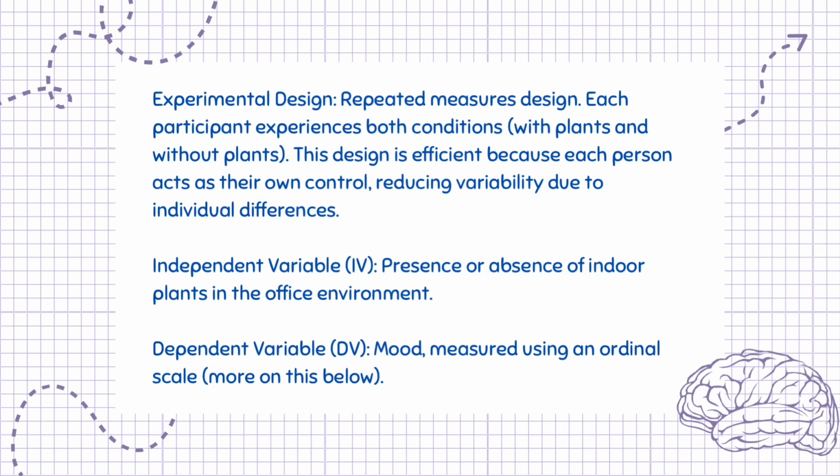Experimental design: repeated measures design. Each participant experiences both conditions, with plants and without plants. This design is efficient because each person acts as their own control, reducing variability due to individual differences. Independent variable: the presence or absence of indoor plants in the office environment. Dependent variable, DV: mood, measured using an ordinal scale, more on this below.